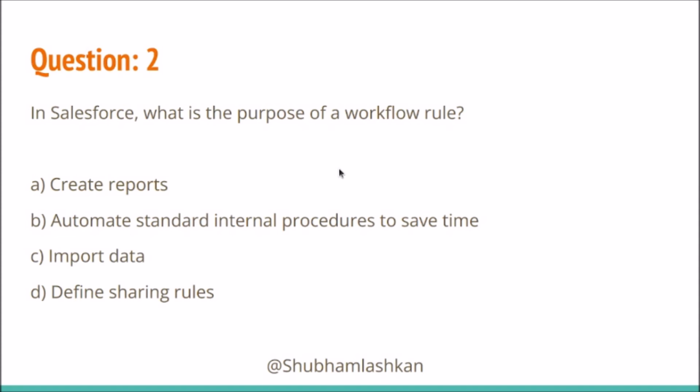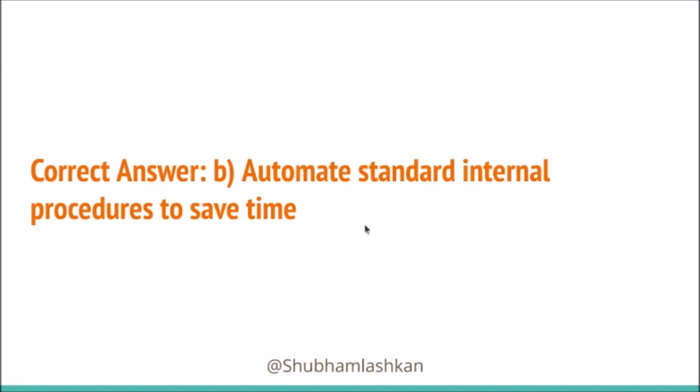Let's move to the second question. Try to guess the answer. Let's see the answer to question number 2. The correct answer is option B, automate standard internal procedures to save time. Let's see the next question.